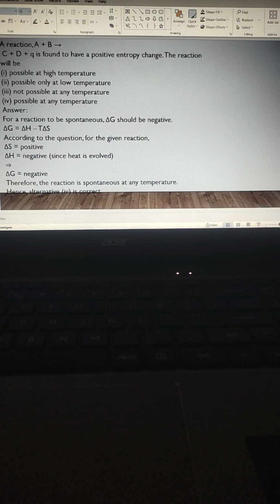So fourth one is correct, because for a reaction to be spontaneous, del G should be negative. So del G is equal to del H minus T del S. According to the equation for the given reaction, del S is positive. So del H is negative, since heat is evolved, and del G is negative. Then the reaction is spontaneous at any temperature, hence alternative fourth one is correct.